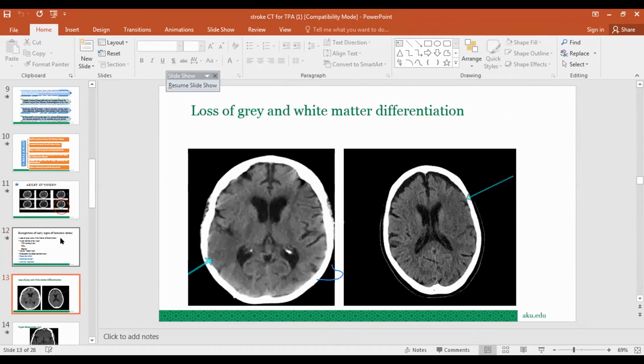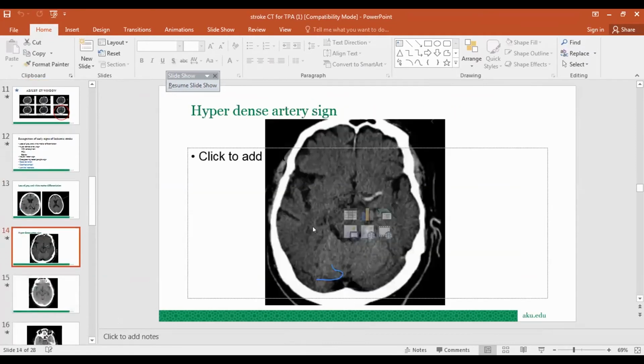So loss of gray and white matter differentiation, as you can see on the right side. On the left, if you compare both temporal lobes, you can see this is the gray matter, and over here you can see the white matter, but on the right side there's loss of gray and white matter differentiation. Similarly, in the image on the right side, in the left frontal lobe, you cannot differentiate between the gray and white matter. So this is a sign which is known as loss of gray and white matter differentiation.